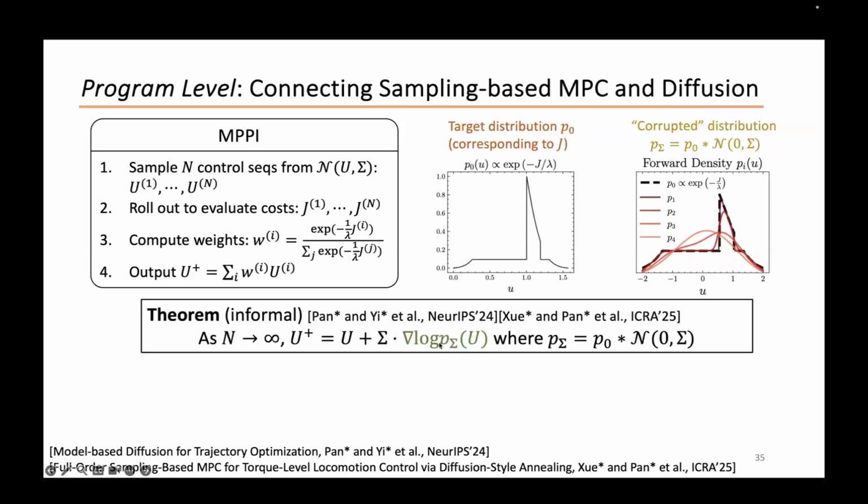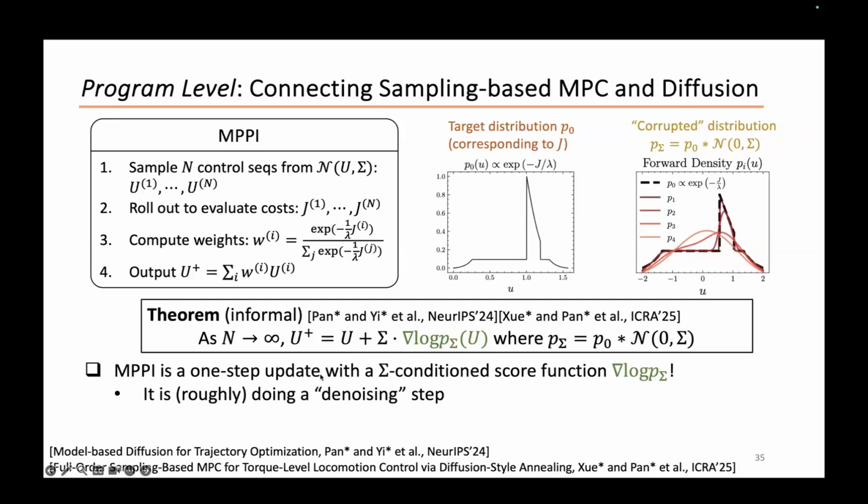So what we found in this paper is we actually prove that when the number of samples goes to infinity, MPPI is literally doing diffusion. More precisely, MPPI is doing a denoising step. We prove the output of MPPI is one-step score ascent. Here, the green term, the gradient of log P sigma, is called the score function. And MPPI basically updates your sample using the one-step score function. Remember, P sigma is a convolution between P0 and the Gaussian sampling kernel. So in other words, MPPI is roughly doing a denoising step.